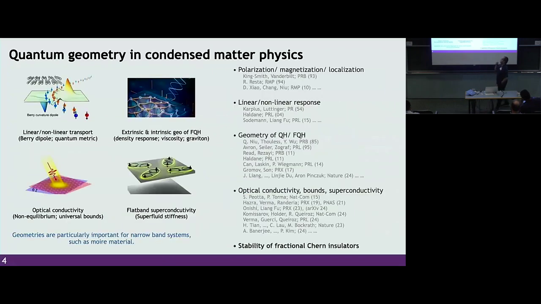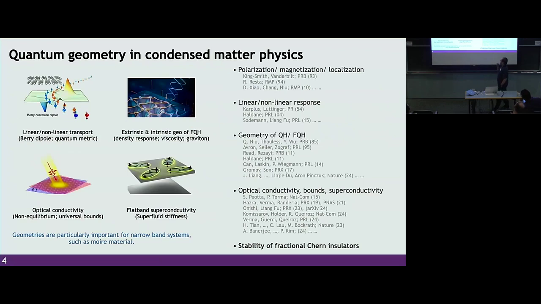The quantum geometry is a very active research direction in condensed matter. It gives many important implications to quantum materials. For instance, the modern theory of polarization and the modern theory of magnetization are all related to quantum geometric properties. And the Berry dipole of the quantum metric gives the intrinsic mechanisms for linear and nonlinear anomalous transport. For the fractional quantum Hall system, there are a lot of discussions about the geometric response and the chiral graviton modes.